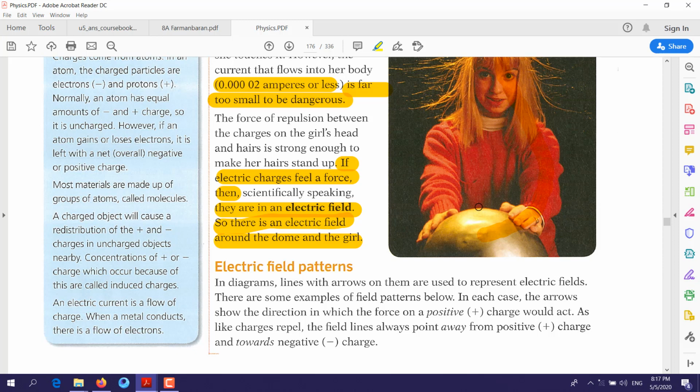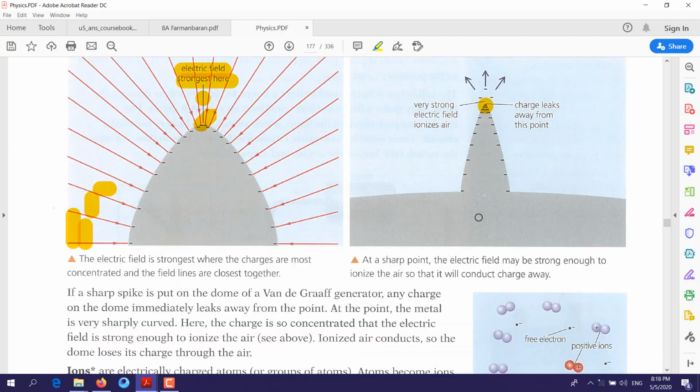Why? Because at the tip of the metal, at the sharp end, there will be a high concentration of charges. So in this case, what will happen? Two different charges, and because they are two different charges, they will attract each other.